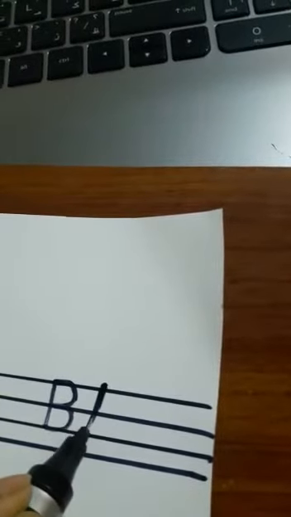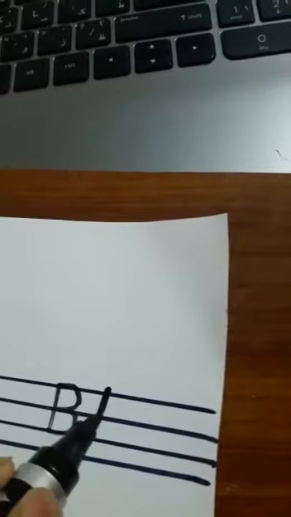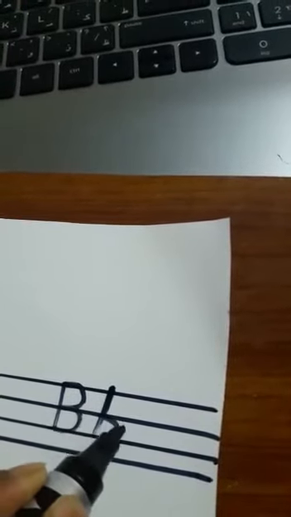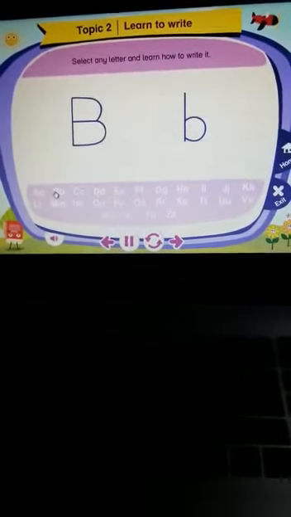Draw a standing line. And draw a curve from the top line and another curve that makes B. Draw a standing line from the top line and draw a curve from the second line that makes b. Uppercase B and lowercase b.